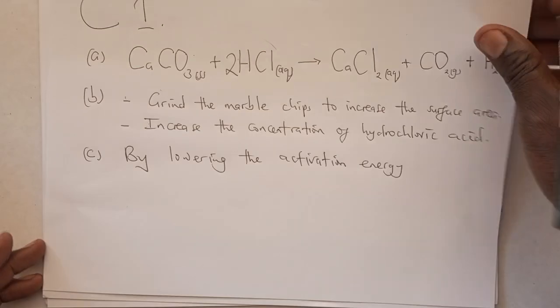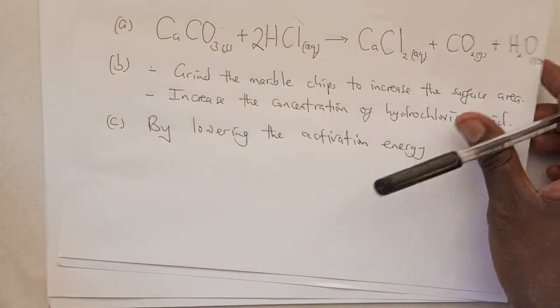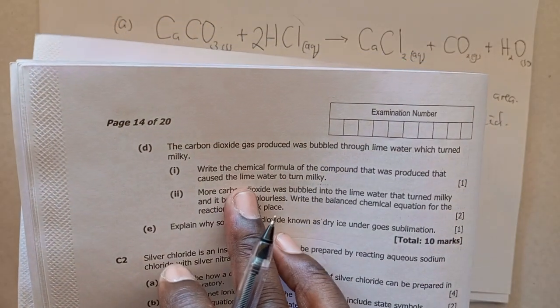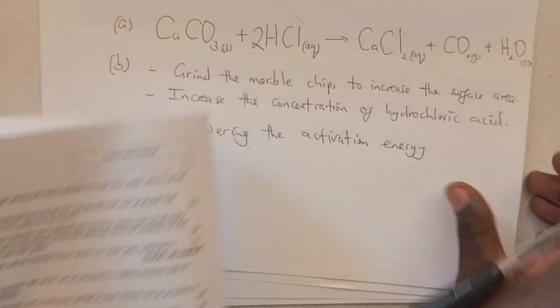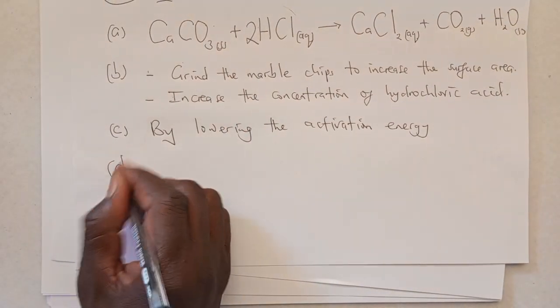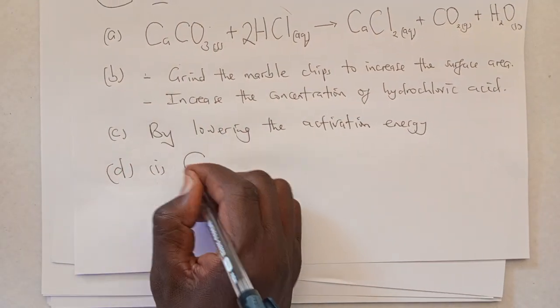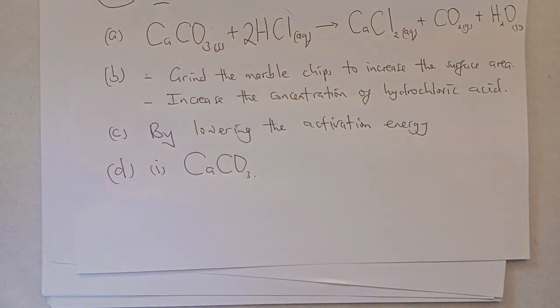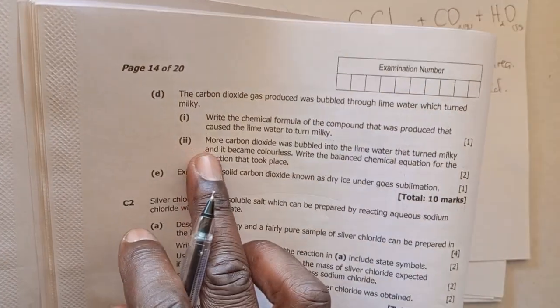All right, so now, according to the question, write the chemical formula of the compound that was produced that caused the lime water to turn milky. The one which is a solid is calcium carbonate. So we write this formula as, we are told to write the formula, so this is calcium carbonate. We move on to question D2.